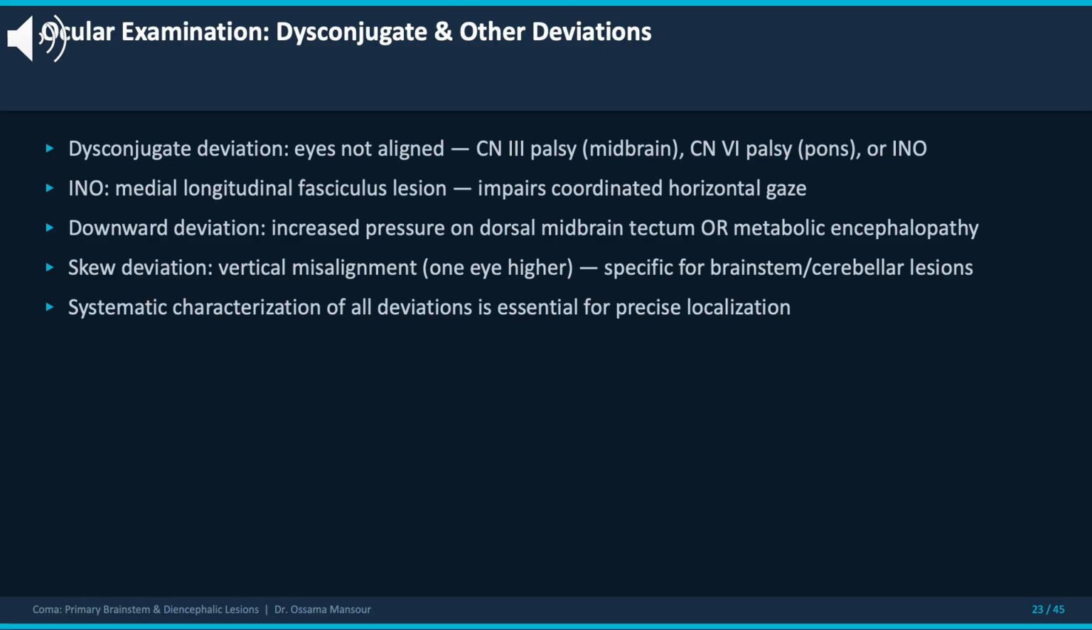Finally, skew deviation represents a sustained asymmetric misalignment in the vertical plane, where one eye sits higher than the other. This finding is quite specific and suggests brainstem or cerebellar lesions affecting the vestibular pathways and vertical gaze control.